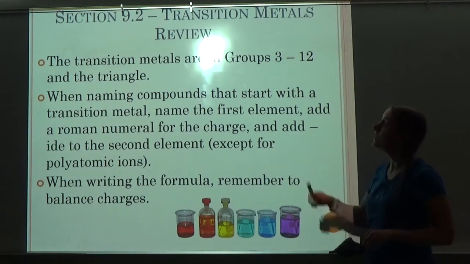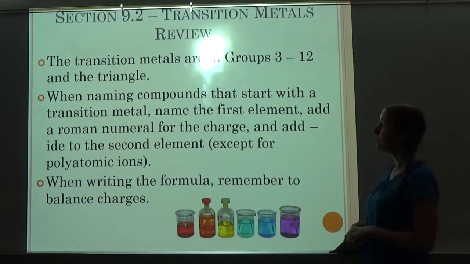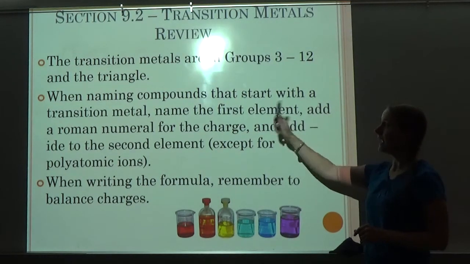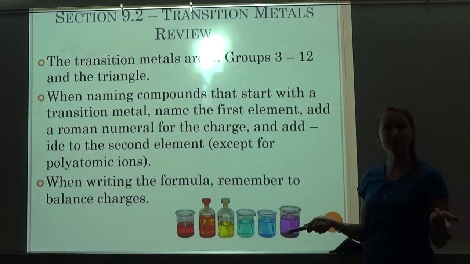So when naming compounds that start with a transition metal or other element that can have more than 1 charge, you name the first element, add a Roman numeral for the charge, and add -ide to the second element unless it's a polyatomic ion.